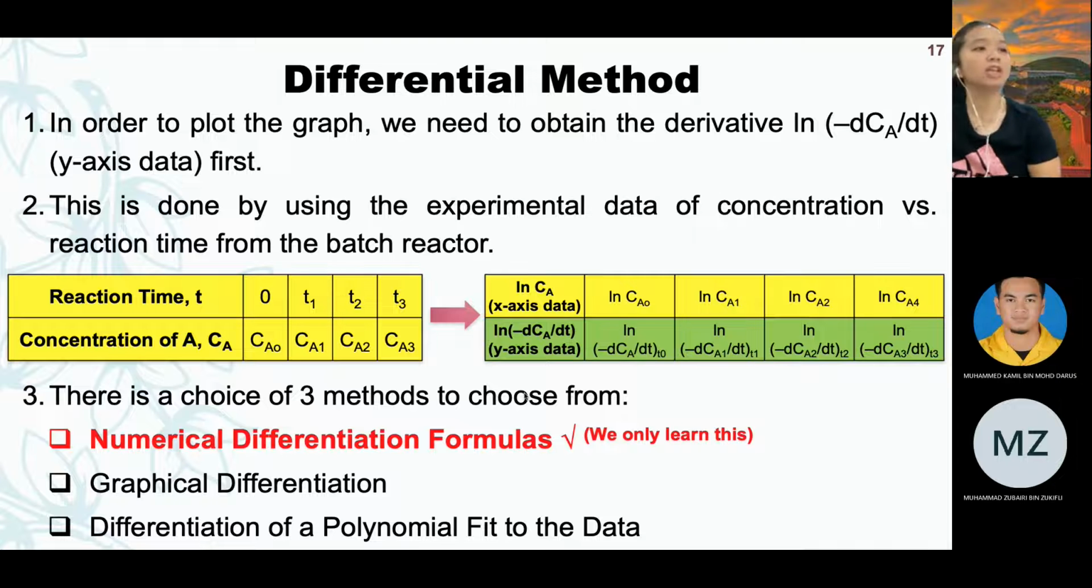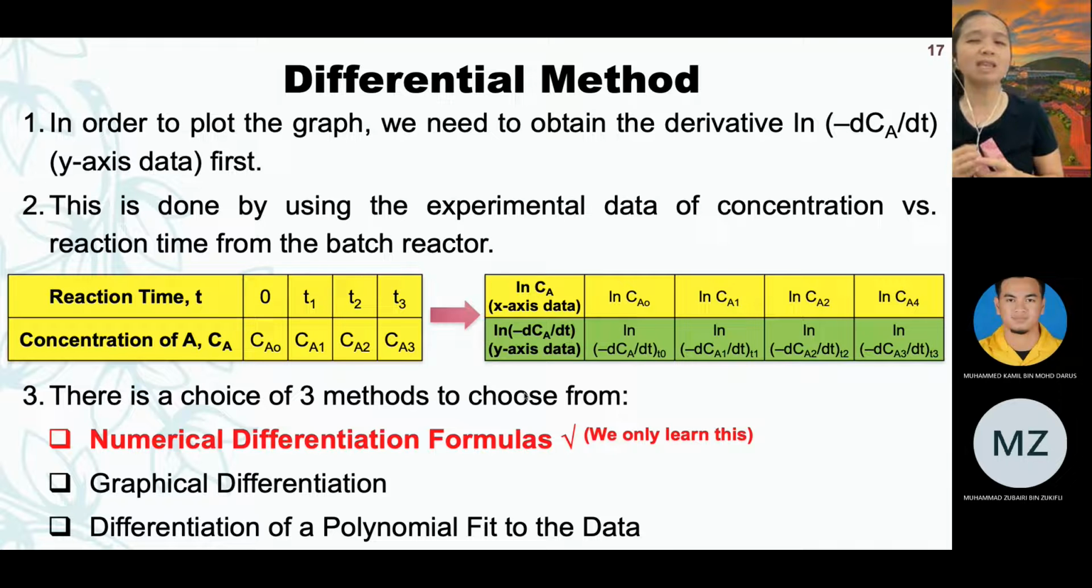Okay, there are actually different methods. So, imagine, to get ln minus dCA per dt there are actually different methods. But we will use the most simple or the most straightforward one, which is what we call numerical differentiation formula. In a very simple way to say, we use a formula to calculate ln minus dCA per dt.